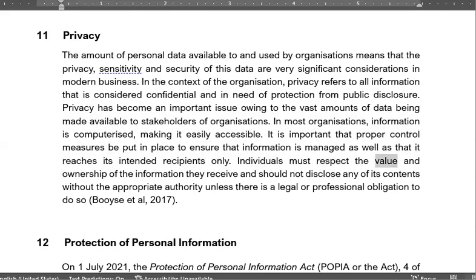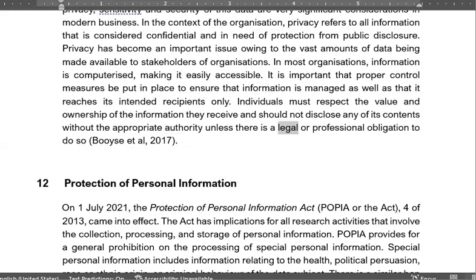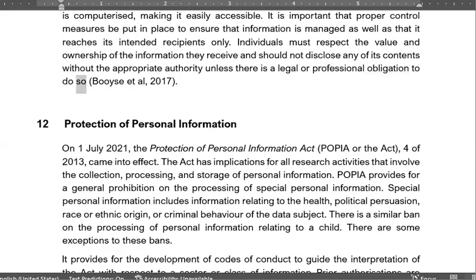Individuals must respect the value and ownership of the information they receive and should not disclose any of its contents without the appropriate authority unless there is a legal or professional obligation to do so. Boys et al., 2017.